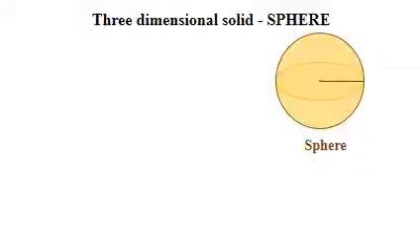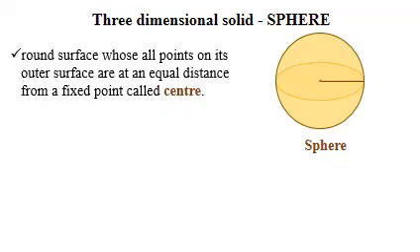Now we are going to learn about the second three-dimensional solid, which is sphere. So what is a sphere? A sphere has a round surface whose all points on its outer surface are at an equal distance from a fixed point called center. As you can see in the figure, center is labeled. So this is the center, and all the points on the outer surface of a sphere are at an equal distance from this fixed point, which is called a center of the sphere.